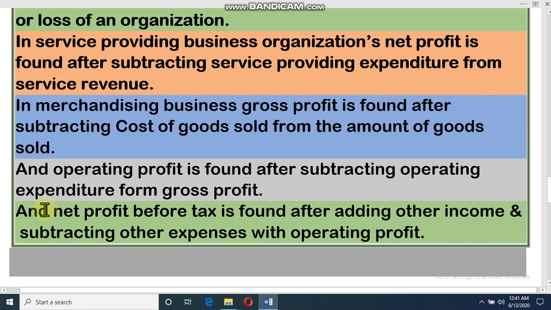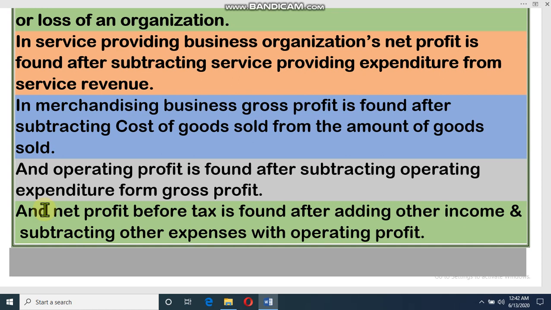and we will add other income, and we will subtract the other expense. That means with the operating profit we will add the other income or non-operating income, and we'll subtract other expense or non-operating expense. Then we'll find out the profit before tax. Dear student, to find out the net profit before tax, we have to add other income or non-operating income. Then we have to subtract other expense or non-operating expense from operating profit. Then you will find out the net profit.